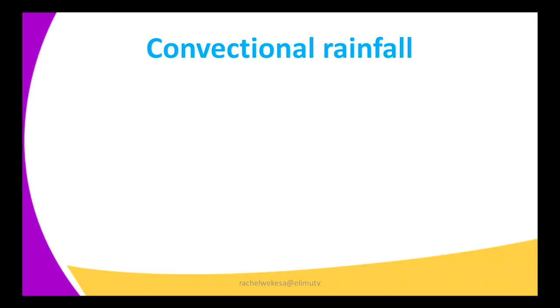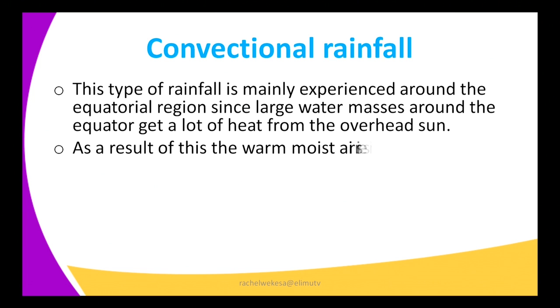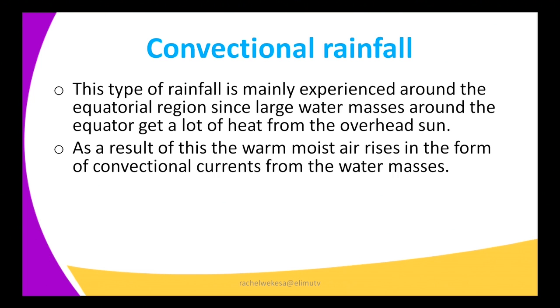Our next type of rainfall will be convectional rainfall. Convectional rainfall is the opposite of relief rainfall, and this type of rainfall is mainly experienced around the equatorial region, since there are large water masses around the equator and they get a lot of heat from the overhead sun. So convectional rainfall is mostly experienced in places that have large water masses, for example, Lake Victoria, around the Indian Ocean, and other places that have large water masses.